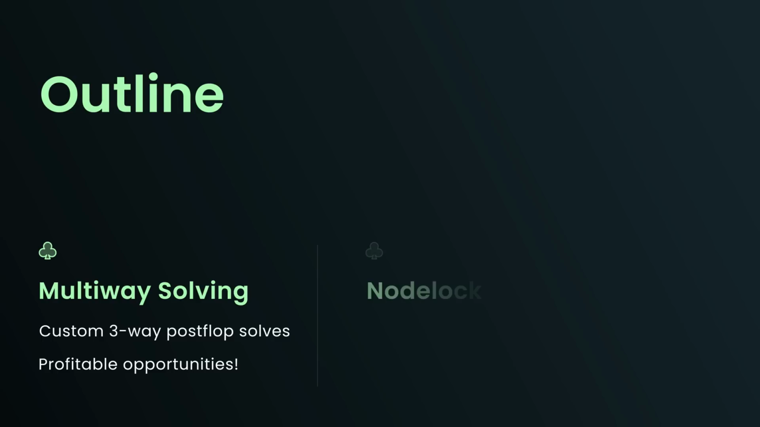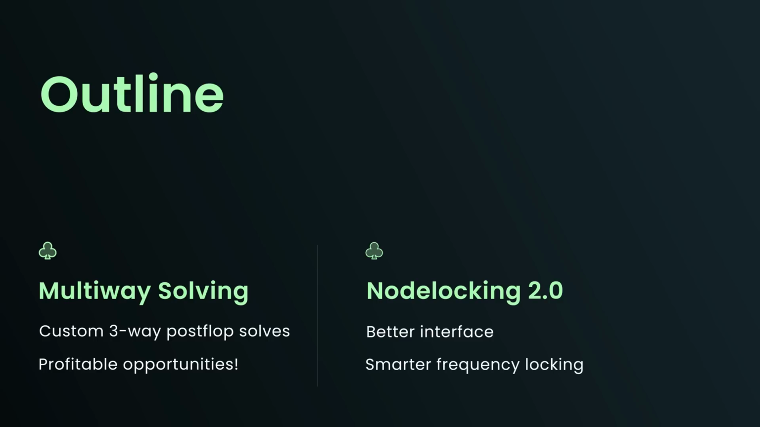We'll also introduce Node Locking 2.0, which comes with a better interface that's easier to use, as well as smarter frequency locking. So now when you tell the solver, I'd like this player to bet, for example, half the time, it's going to find the least exploitable way to do that.